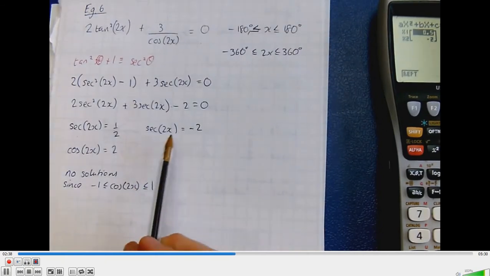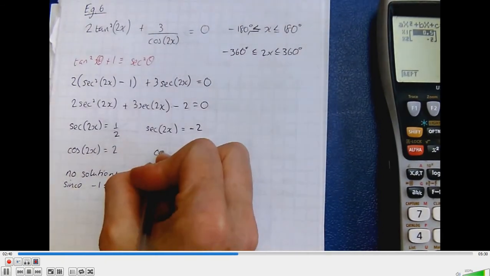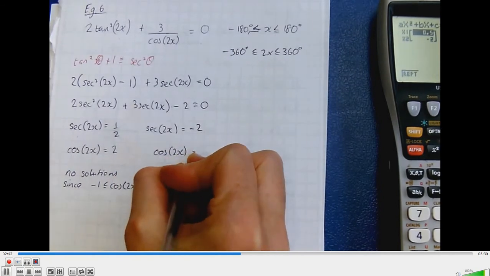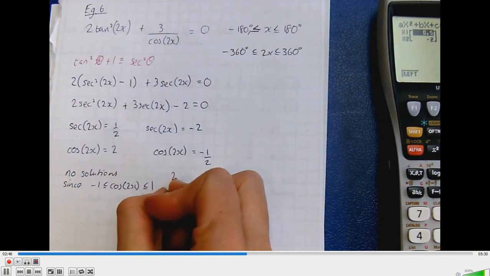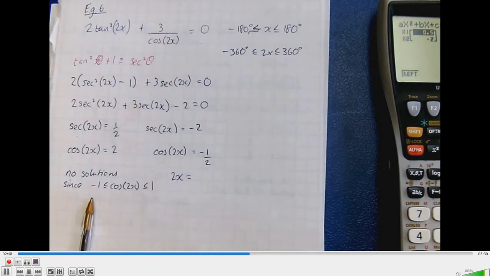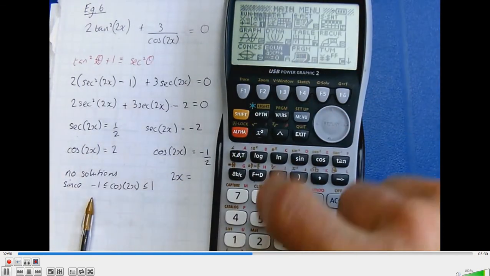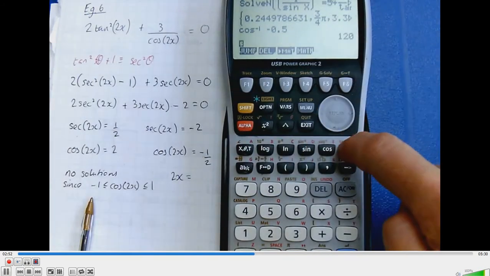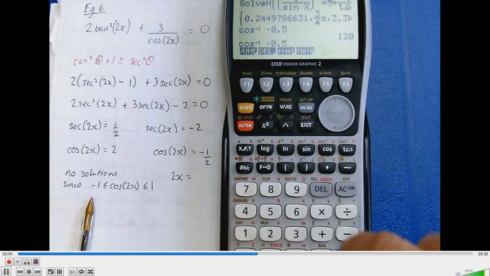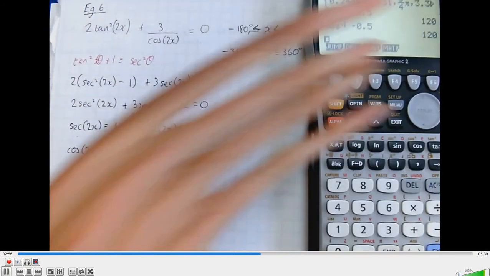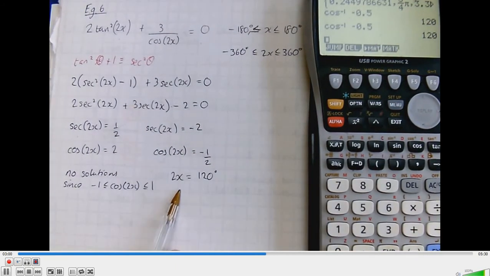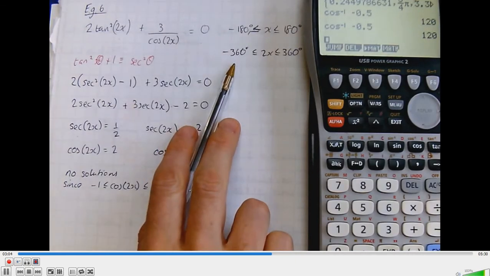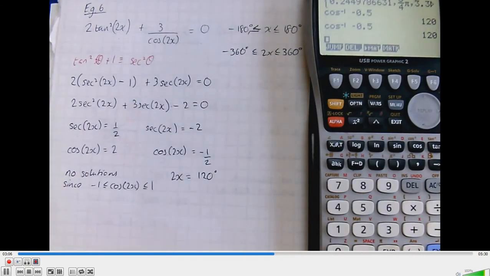Right, so we turn our attention to the other one. So we've got cos of 2x. It's going to be the reciprocal of negative 2, so negative a half. And let's inverse cos that on the calculator. It's 120 degrees. So we want to have all of the solutions in the range negative 360 to 360 for 2x.